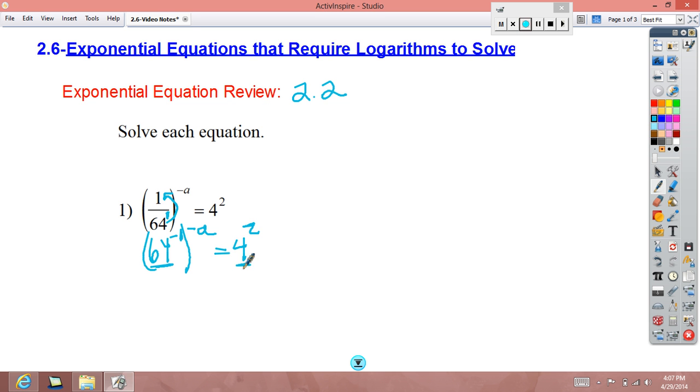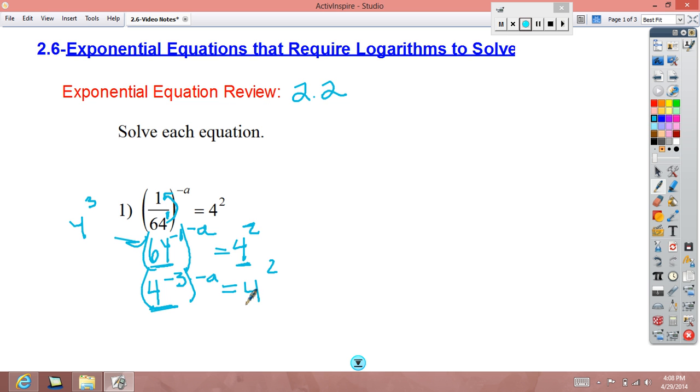I have 64, 4. Well, we've been doing these for a little while. I'm pretty sure 4 cubed is 64. 4 times 4 is 16. 16 times 4 is 64. So this is 4 cubed. So I'm going to change that into 4 cubed. So I have 4 cubed, but there's also this negative 1. So I'm going to change it to a negative 3 because those multiply. And they're still multiplied by negative a here, right? Equals 4 squared.